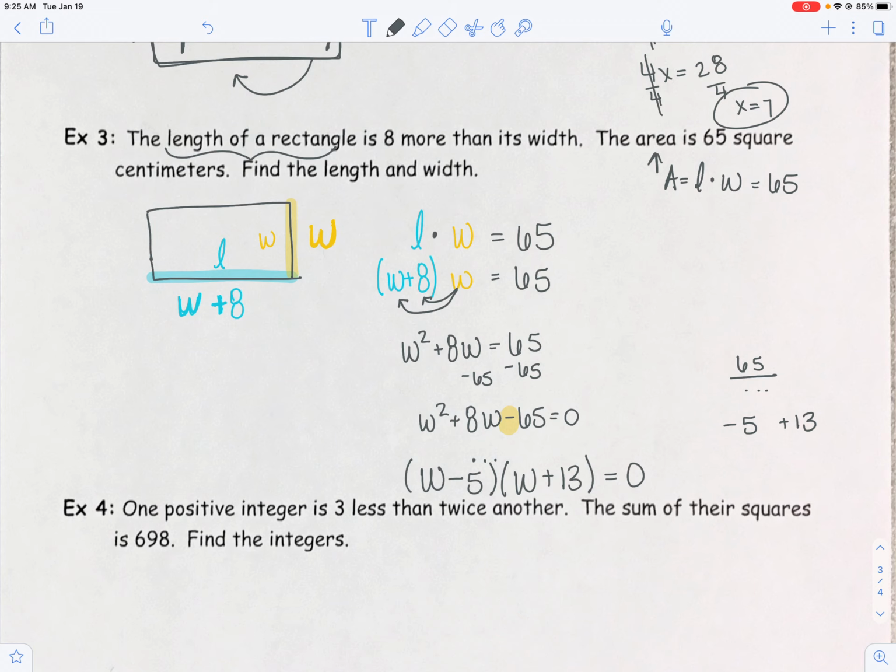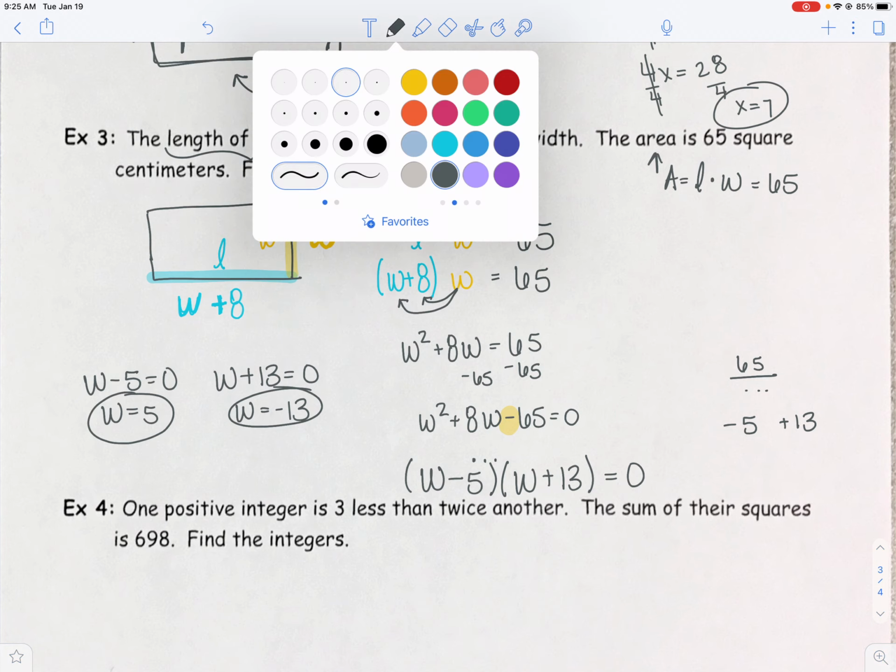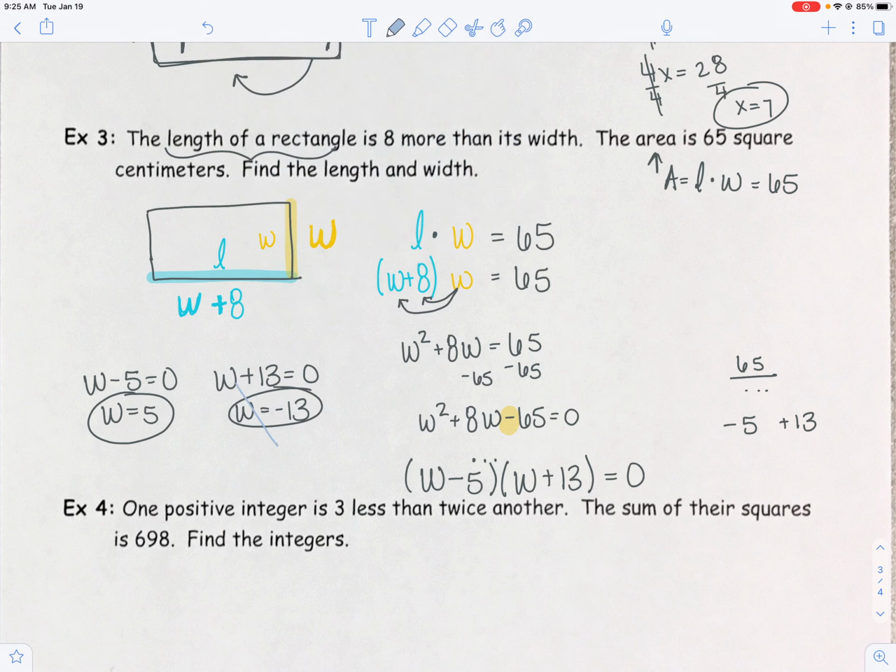Now, because I'm solving, I'm going to set each piece equal to 0. And then I will solve this thing. And so those are the two answers I get. Now, let's think back. My question says to find the length and width. Well, W, I only found the width, but I can't have negative width. So I'm actually going to throw out this answer because I can't have negative 13 centimeters.